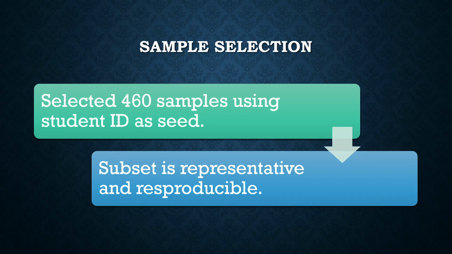On the fifth slide, sample selection. I selected 460 random samples from the data set using my student ID as a seed to ensure the sample is representative and statistically fair.